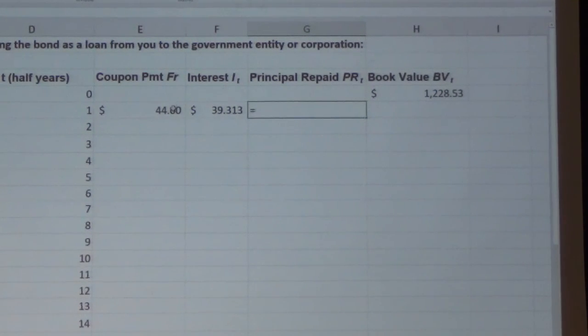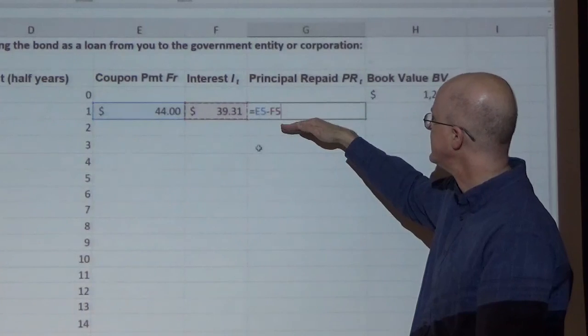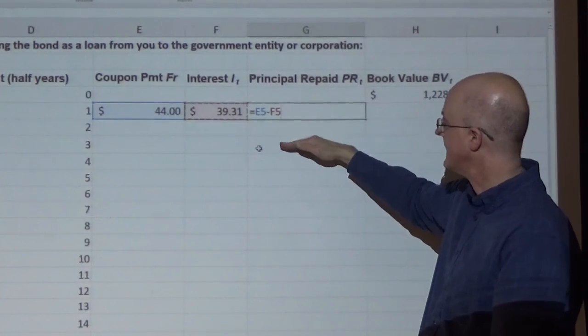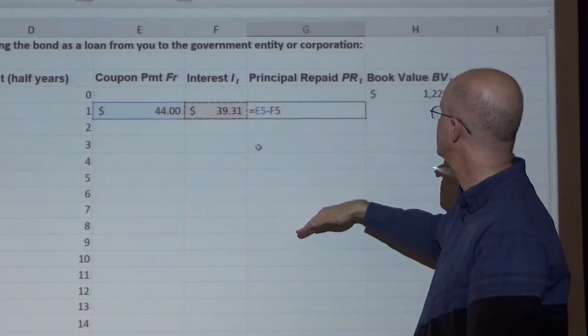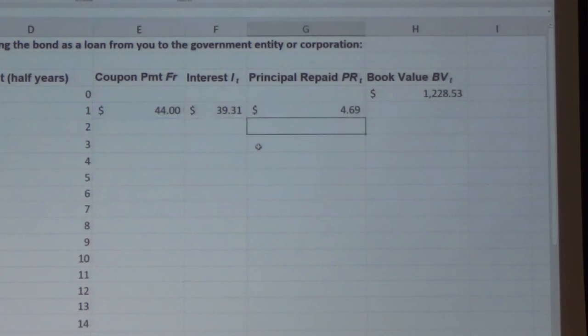Calculate that difference like this, and do not use dollar signs because I want that to get updated, for example, the next cell to being equals E6 minus F6, and E7 minus F7, etc. That's how much principal is repaid with the first coupon payment.